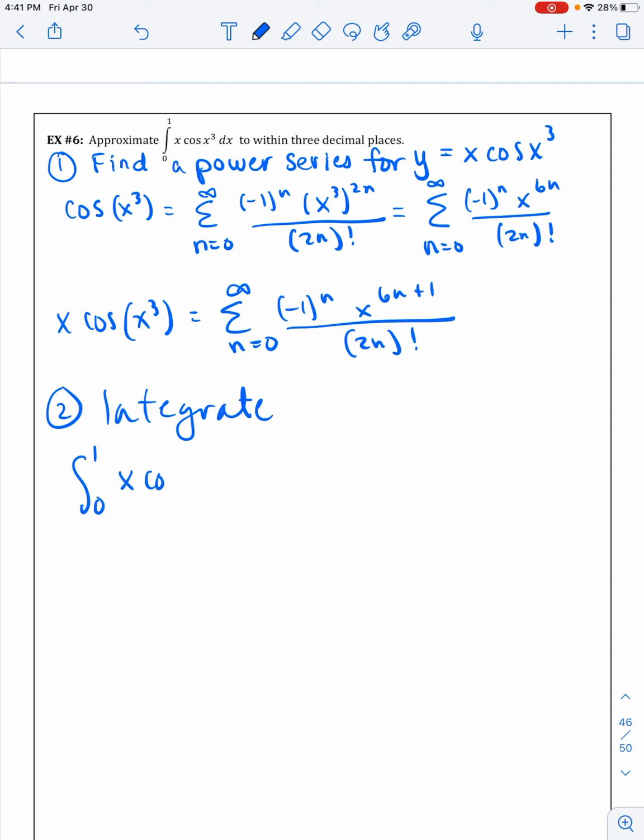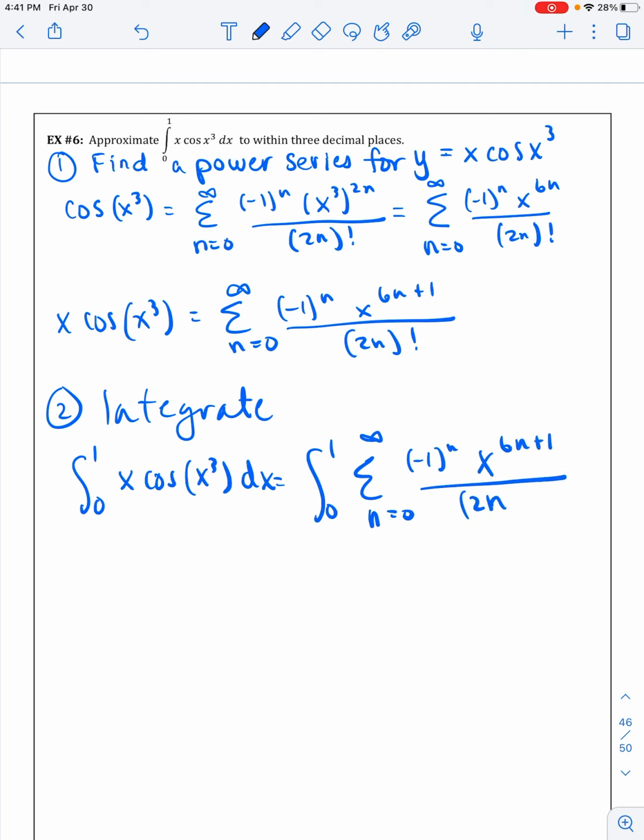And now we want to integrate. So the second thing we're going to do is integrate. So we want to integrate from 0 to 1 x cosine of x cubed dx, which is equivalent to the integral from 0 to 1 of the summation n equals 0 to infinity, negative 1 to the n, x to the 6n plus 1 over 2n factorial dx.